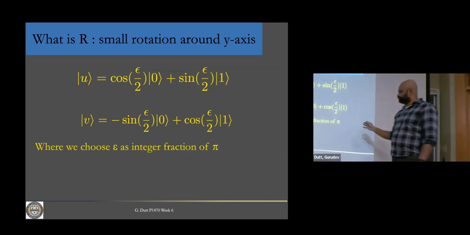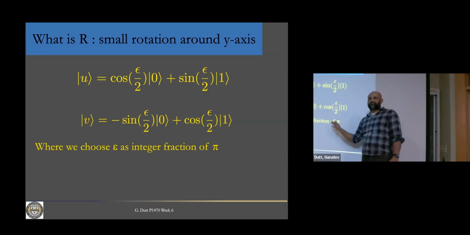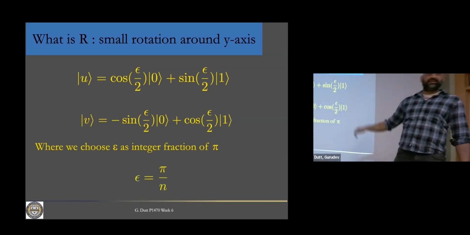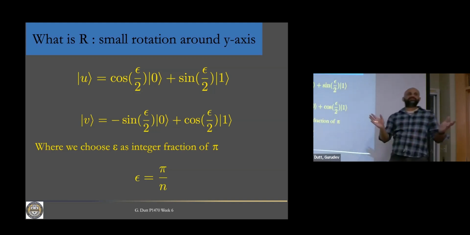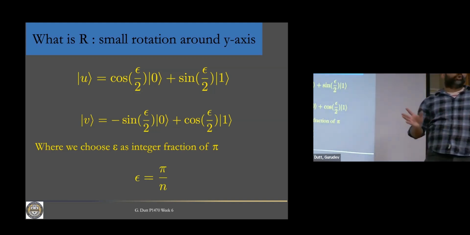And actually, I'm going to say that epsilon is an integer fraction of pi. Why, you'll see in a minute. Let's call this epsilon equals pi over n, where n is some integer that we choose in our protocol later on.